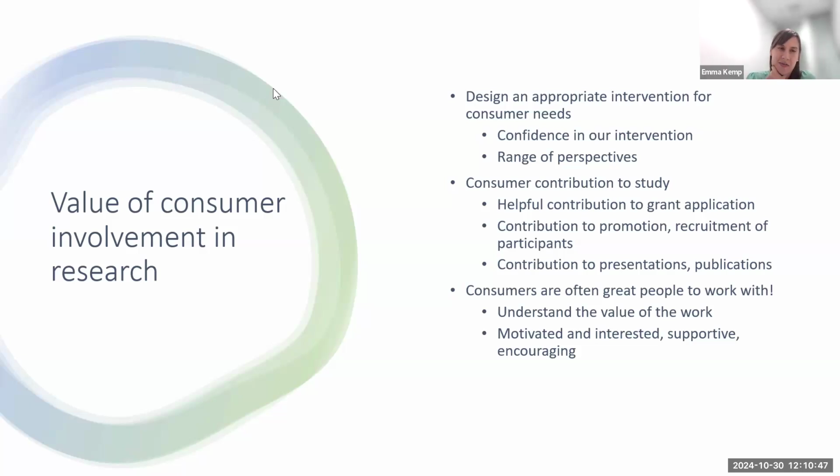So I'm sure everyone who's dialed in today has some interest and some recognition, hopefully, of the value of consumer involvement in research. We all know that that's really important to do. To briefly sum up why, it means that we can design appropriate interventions in which we're confident that they're going to meet consumer needs and a range of perspectives, hopefully, because we've had the community member perspective woven into our intervention, if you like.